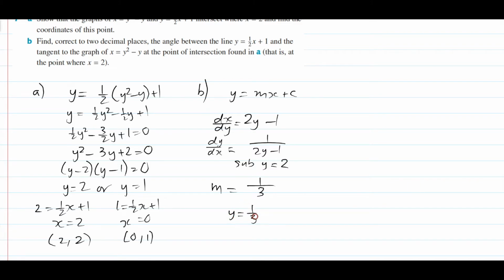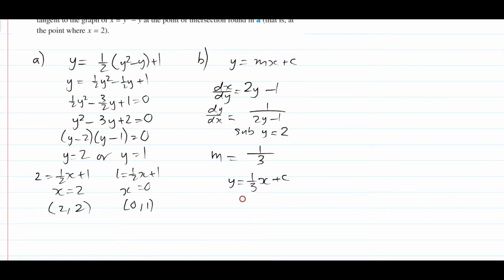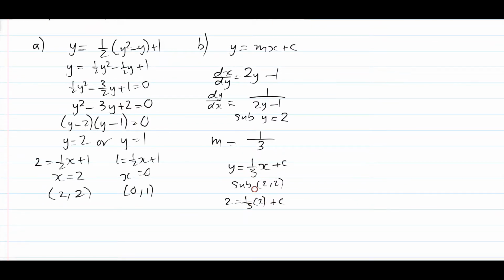So what we have is y equals 1 over 3x plus c. And of course, if you want to solve for c, you sub in the coordinates of the intersection, 2, 2. So it's almost like methods, guys. This is essentially doing methods all over again, but with a special technique in there. So this differentiation. Right, so 2 equals 2 over 3 plus c, so therefore c equals 2 minus 2 over 3, which will get 4 over 3. So your tangent is y equals 1 on 3x plus 4 over 3.